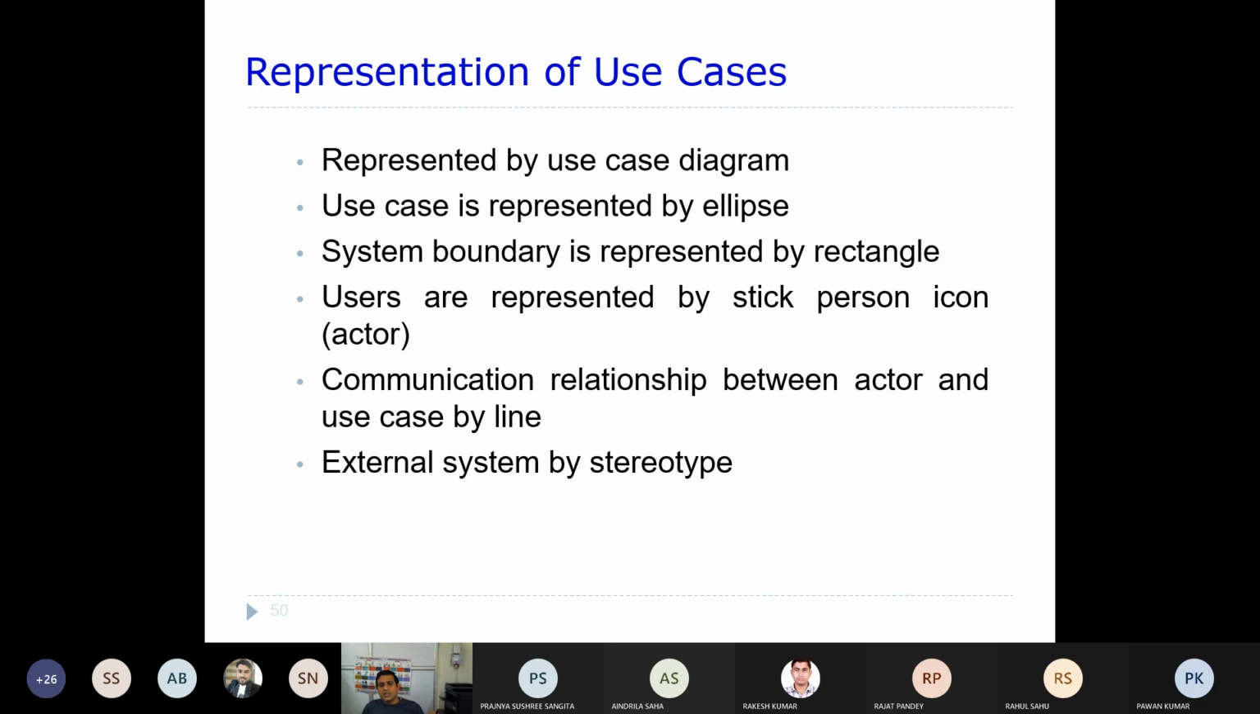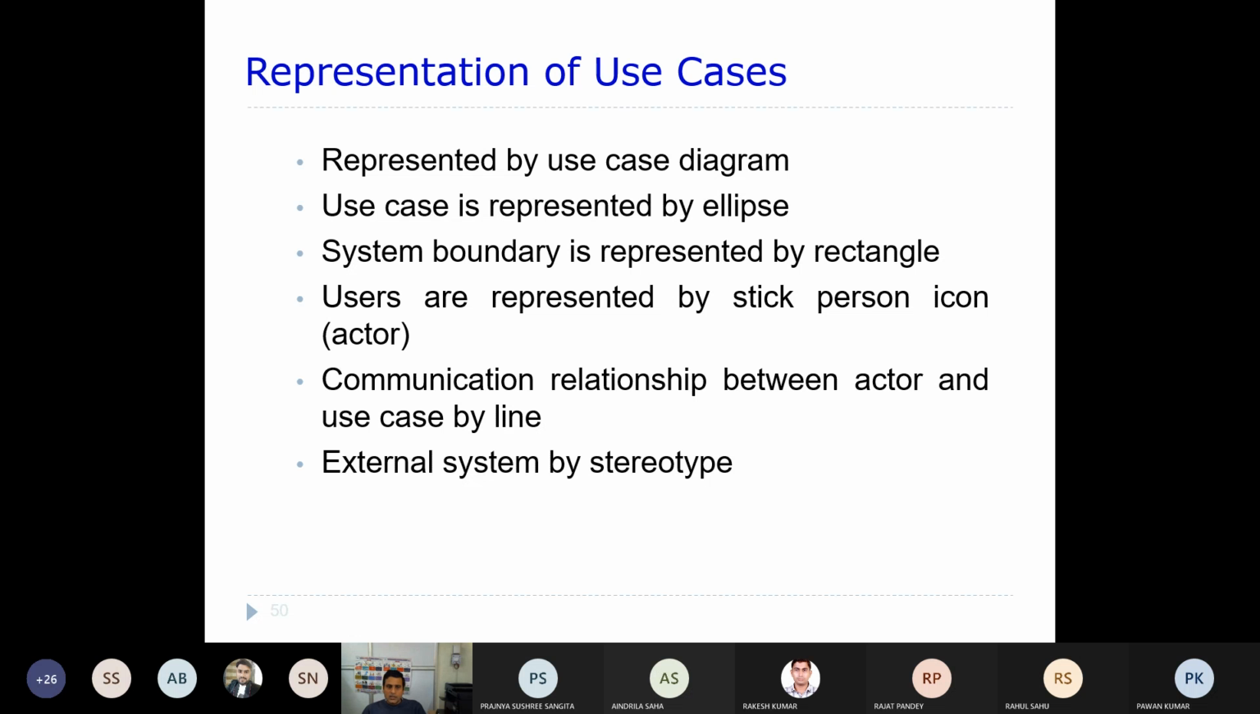Users are represented by a stick person icon. We will see an example where you can see a stick person. That icon is created for each and every actor, or user. The user is going to interact with the use cases, so the communication relationship between actor and use case is represented by a line.